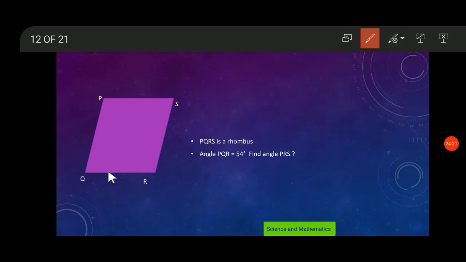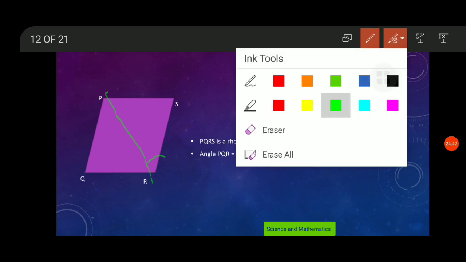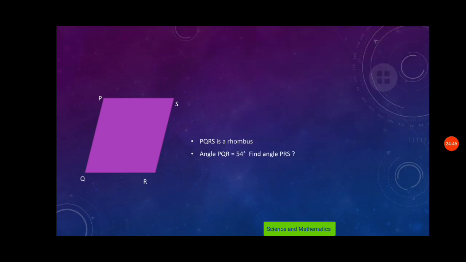Now when we are drawing its diagonal PR, you can draw it in your copy better than me. Then PRS is this diagonal. Now this is the angle you have to find out. So you can pause my video over here and check whether you are able to do this sum or not. After 30 seconds I will show you the solution. So you can pause it over here, then I will show you the solution.